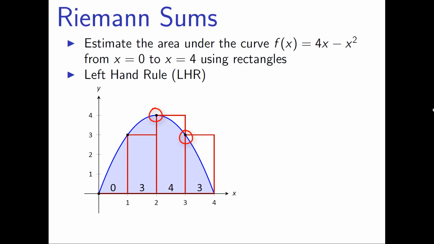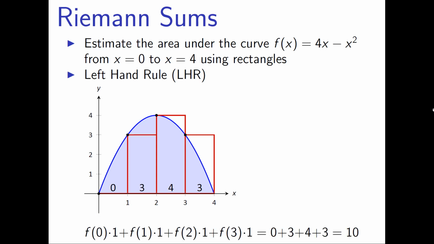We'll also notice the width of each rectangle. In this case, it's very easy. The width of each rectangle is just 1. And so the area of each rectangle is simply the height. Okay, so these rectangles have height 0, 3, 4, and 3. Putting that into this notation, we get f of 0 times 1, that's the height times the width in each case, f of 1 times 1, f of 2 times 1, f of 3 times 1. And so sure enough, we get 10 to be the area under all those rectangles. Remember, that's the estimate for the area under the curve.